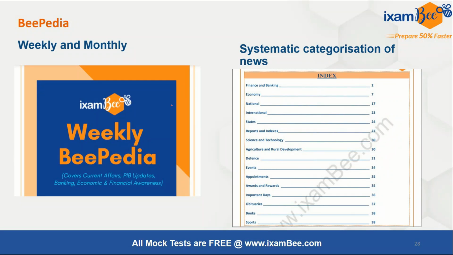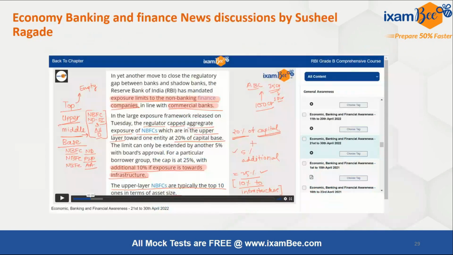There is systematic categorization of the news in the Wikipedia. Like I showed you that every time there are more news coming from banking and finance side. So that's why we have kept it on the top. But you have to also read news related to economy, national, international, states, likewise all these topics. If you are preparing more for NABARD exam, so of course you have to focus more on agriculture, rural development, go much more in detail. And this is how Sushil sir has discussed the news in very detail by underlining what kind of questions can be made on that under general awareness section.